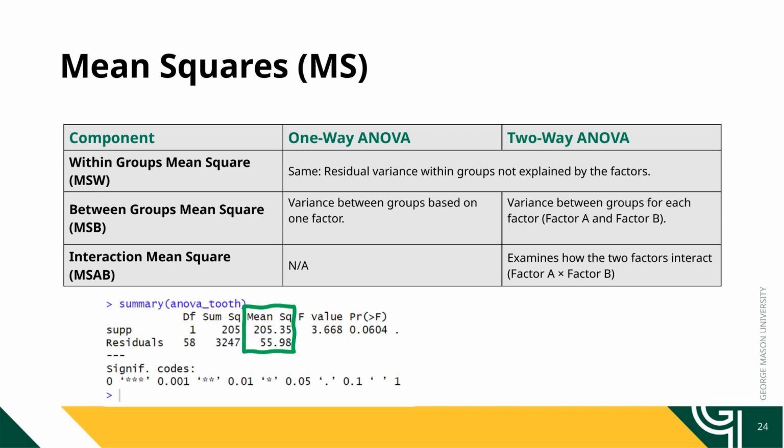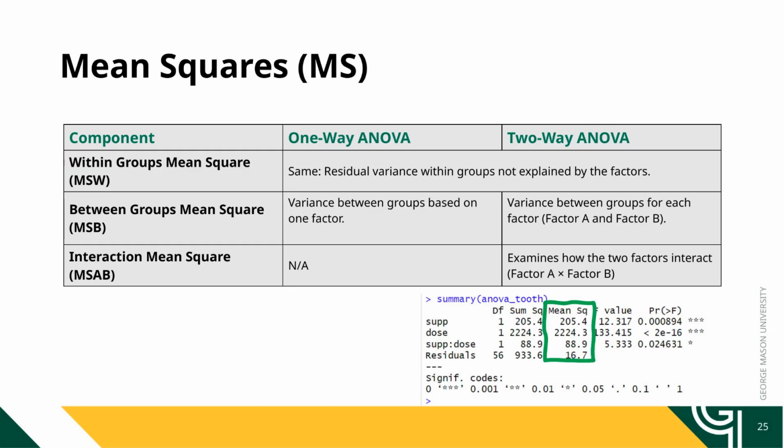The mean square for supplement is 205.35, reflecting the average variation between the different supplement levels, while the mean square for residuals is 55.98, representing the average unexplained variation within the groups. Since the mean square for supplement is larger than that for residuals, it indicates greater variation between the supplement groups compared to within the groups.